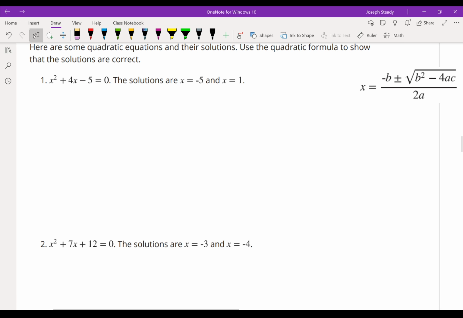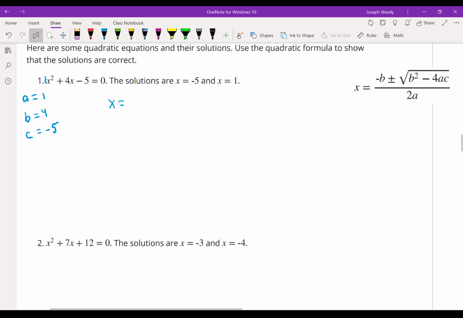So in this first one, first of all, the thing we should check, is it set up nicely for us? Well, it is. This is already in ax squared plus bx plus c equals 0 format. And we can go ahead and find a, b, and c. So a in this problem is again an invisible 1. B in this problem is the 4 that's in front of the x. And c is the number that's by itself, which is the negative 5. So now what our job becomes is to fill in that quadratic formula. So we're going to go ahead and fill in the blanks.